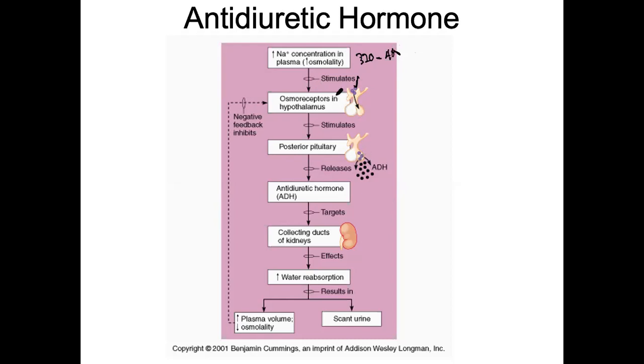So your stimulus is your osmoreceptors in your hypothalamus. Your integrator would be hypothalamus / posterior pituitary. Posterior pituitary is going to release ADH into the bloodstream. ADH is going to go to the collecting duct of the kidney, so that's your effector, and it's going to cause water to be reabsorbed. That's your response. So water is being reabsorbed. That means urine output drops, right? So you have a drop in urine output.